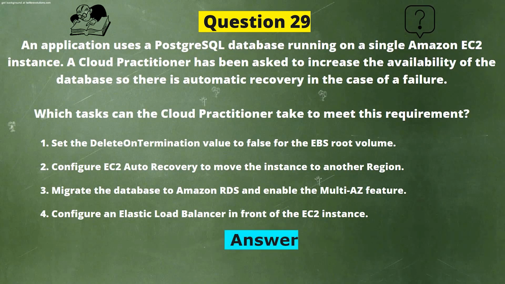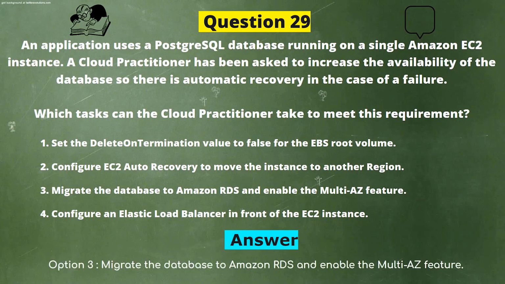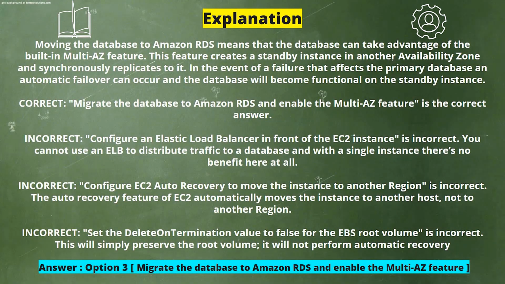And the correct answer is Option 3. Migrate the database to Amazon RDS and enable the Multi-AZ feature. Explanation. Moving the database to Amazon RDS means that the database can take advantage of the built-in Multi-AZ feature. This feature creates a standby instance in another Availability Zone and synchronously replicates to it. In the event of a failure that affects the primary database, an automatic failover can occur and the database will become functional on the standby instance.